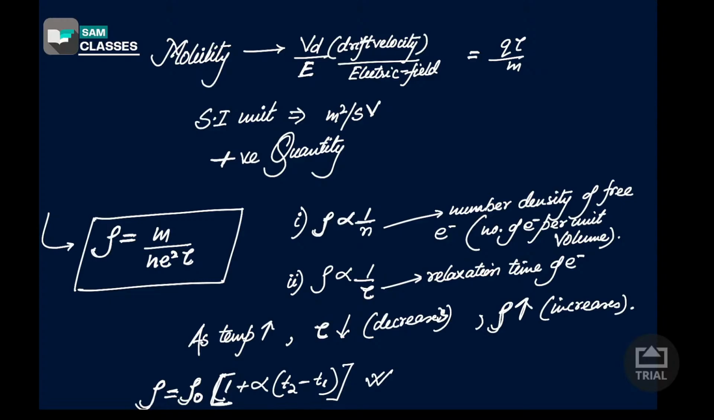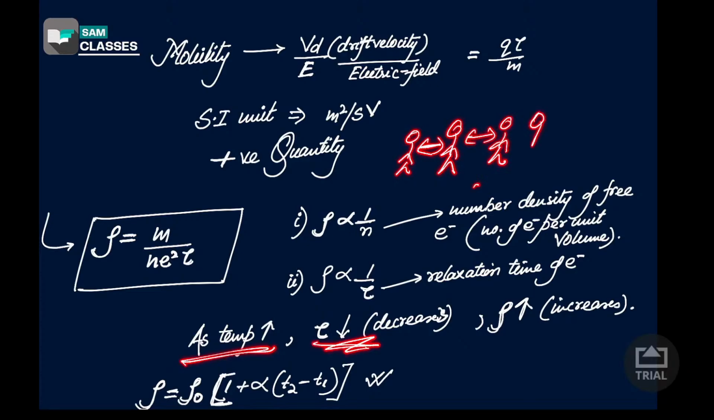Come on, everybody. Very simple. See, the moment you increase temperature, the electrons have more kinetic energy. The moment you're more energetic, you fight more. So the faster you will fight, tau will be decreased, the time between two successive collisions. So if tau decreases, rho will increase. That's it. Clear, everyone? Good. Chalo.